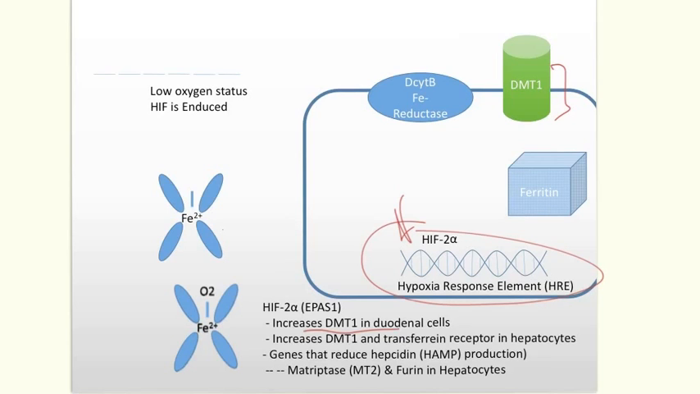The liver's a little bit weird, so the liver will also express DMT1 and it will increase its transferrin receptor. So it seems that in the liver, a low oxygen state would actually cause the hepatocyte to pull in more iron, removing more iron from circulation. But at the same time, it will also express genes that will downregulate hepcidin production. So overall, although the liver may take in a little bit of extra iron, overall the iron status should increase.